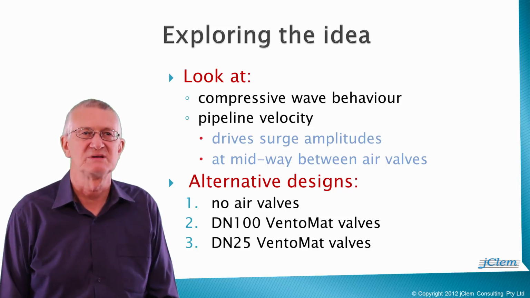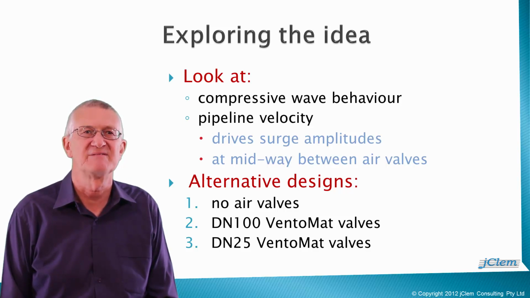To answer that question, we are going to look at the behavior of the compressive waves for three alternative designs. 1. The pipeline in our story without any air valves. 2. The pipeline with 100mm Ventamat air valves along the route. And 3. The pipeline with 25mm Ventamat air valves along the route. Plus, we will look at the behavior of pipeline velocity at the midpoints between the air valves. Looking at these velocities will help us see what is driving the surge amplitudes experienced in the pipeline.